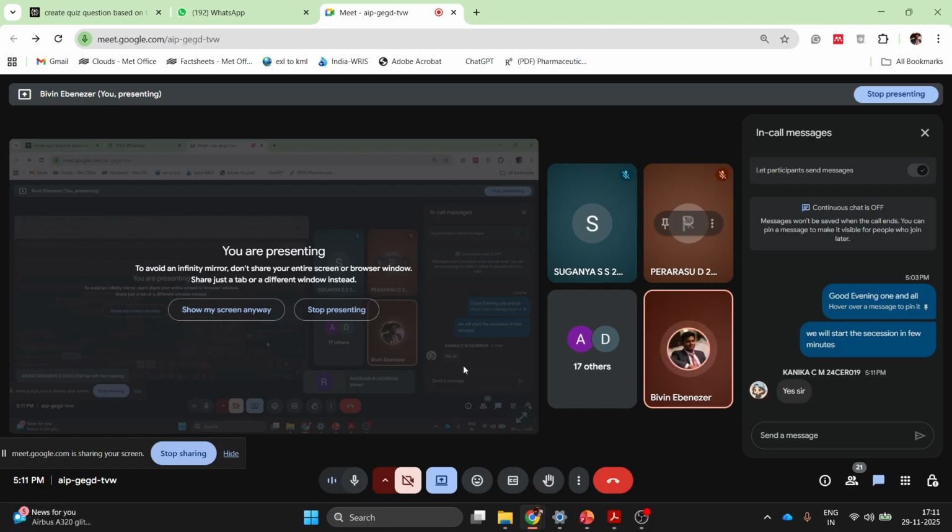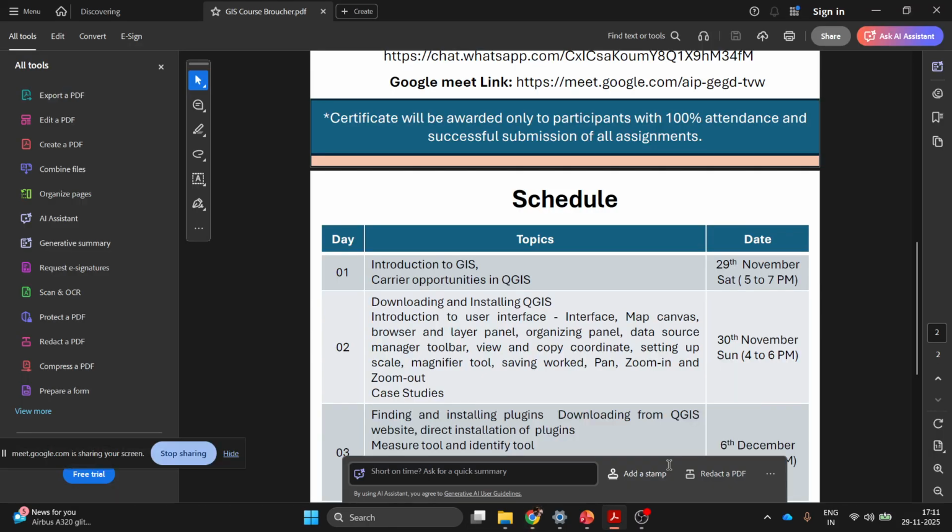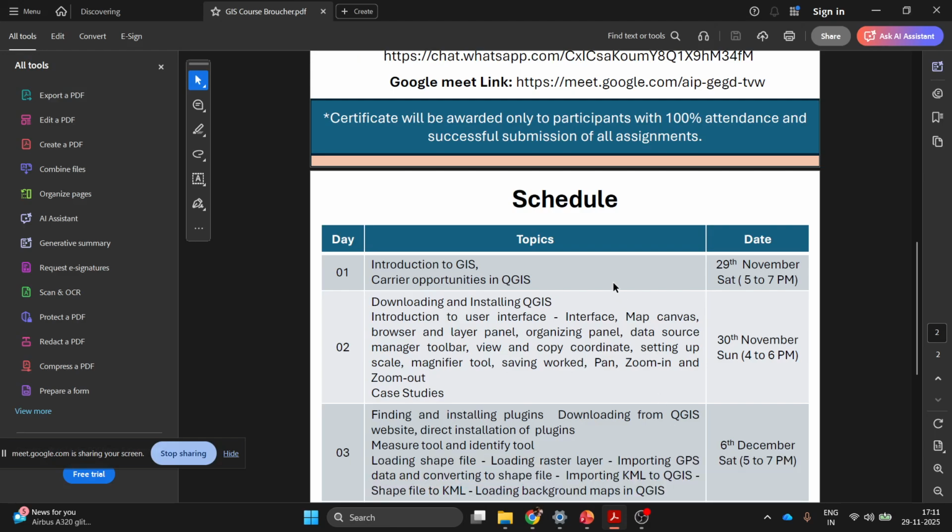I will also be sharing quizzes and assignments which you should be submitting. Everything will be based on whatever is taught in the upcoming classes. So this is a basic course, and we will be going through some of the basics of GIS. I will be using the software QGIS. QGIS is open source software and it is easily downloadable from its website. That I will also be teaching you in tomorrow's class.